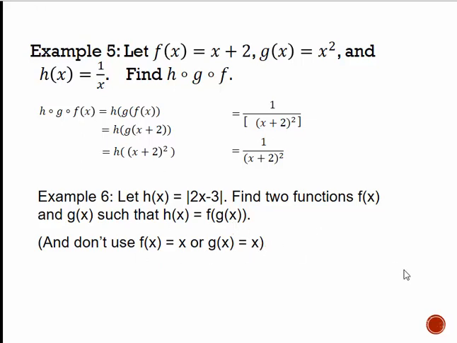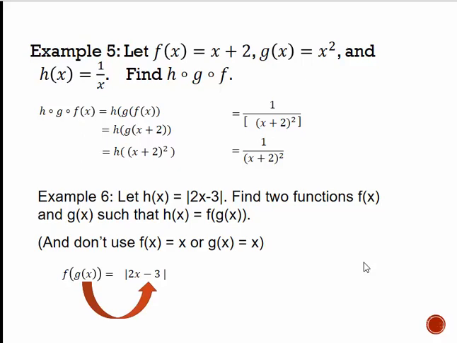But what I'm really asking here is for you to decompose h, find an inside function g and an outside function f, that if we did f of g, we would have this result. Okay? So we're trying to find g and f so that f of g of x would be the absolute value of 2x minus 3. Again, look for an inside and an outside.